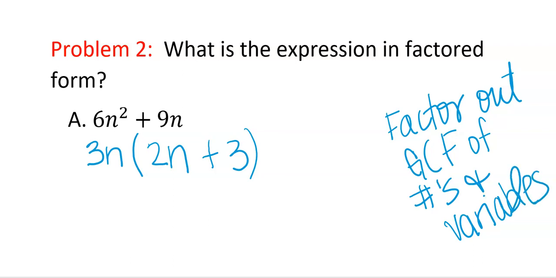Okay, now if you multiply it back out, 3n times 2n would be 6n squared. 3n times 3 would be 9n. If you multiply that out really quickly and you don't get what you started with, you have done something wrong. And a lot of times it's with your variables that you get the wrong exponent. So we're going to stop with that one now.